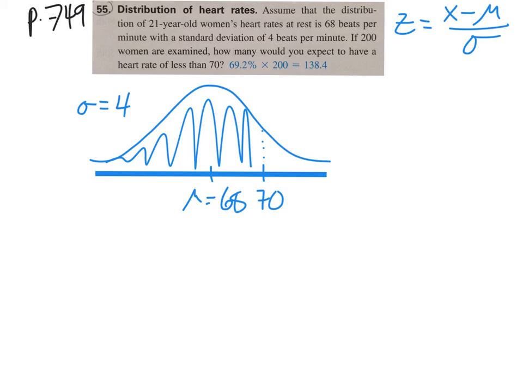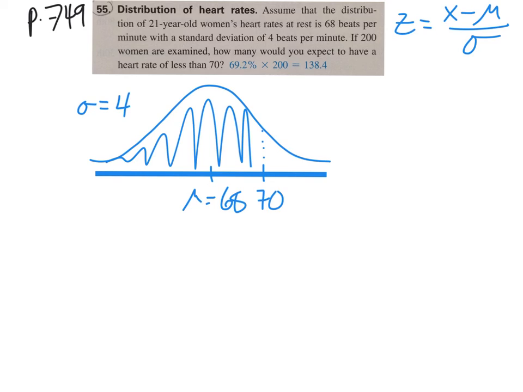Okay, so let's do one problem where we actually tie this back to some real-world data. On page 749, number 55, it says, assume the distribution of 21-year-old women's heart rates at rest is 68 beats per minute with a standard deviation of 4 beats per minute. If 200 women are examined, how many would you expect to have a heart rate of less than 70? So there's a lot of stuff going on in this problem.